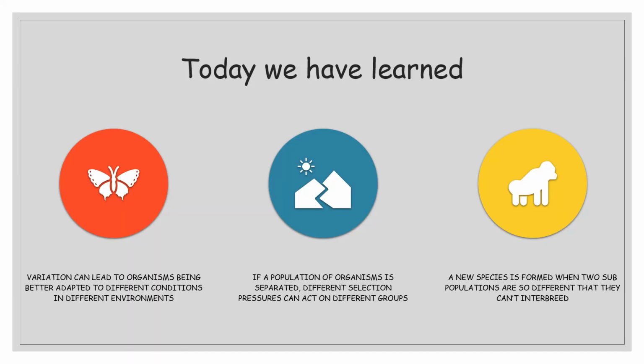So that's us for today's lesson. That actually finishes Unit 3 and therefore the entire National 5 Biology course. Today we've looked at the fact that variation can lead to organisms being better adapted to different conditions in different environments. And if a population of organisms is separated, different selection pressures can act on different groups. And therefore a new species is formed when two subpopulations are so different they can no longer interbreed. So that's us, as I say, finished the entire course.